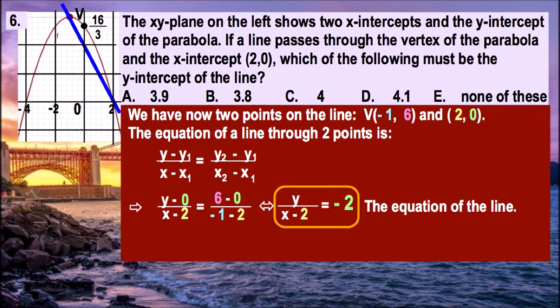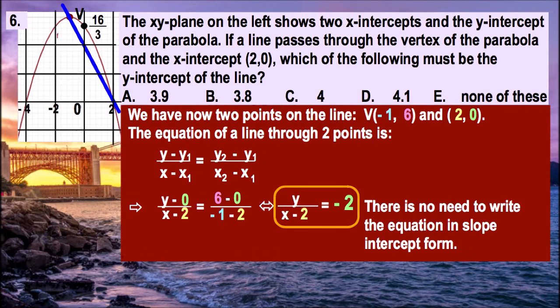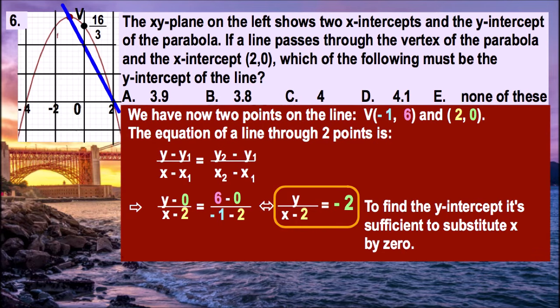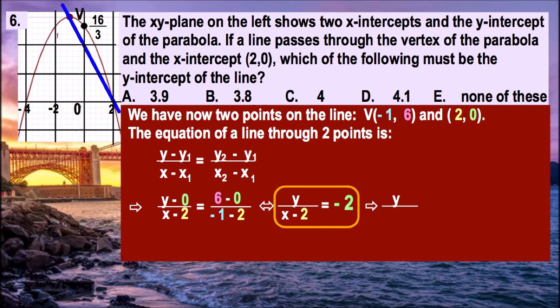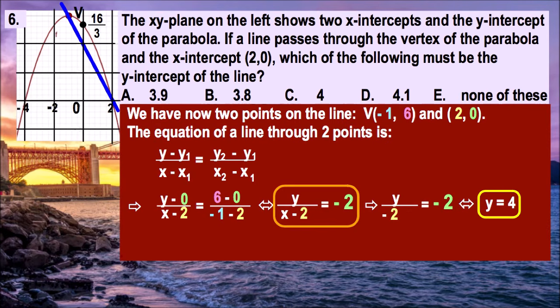The equation of the line. There's no need to write this equation in slope-intercept form. To find the y-intercept, it is sufficient to substitute x in here by 0. Thus, y over 0 minus 2 equals negative 2. Thus, the answer is C, 4.